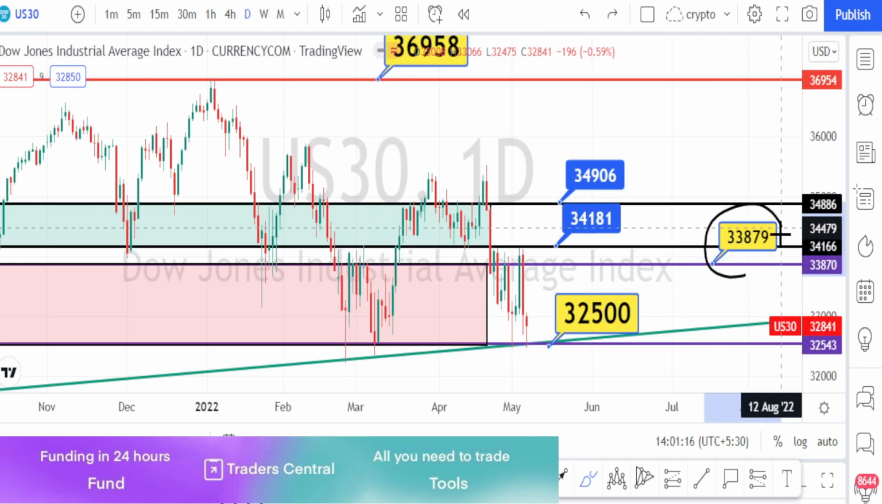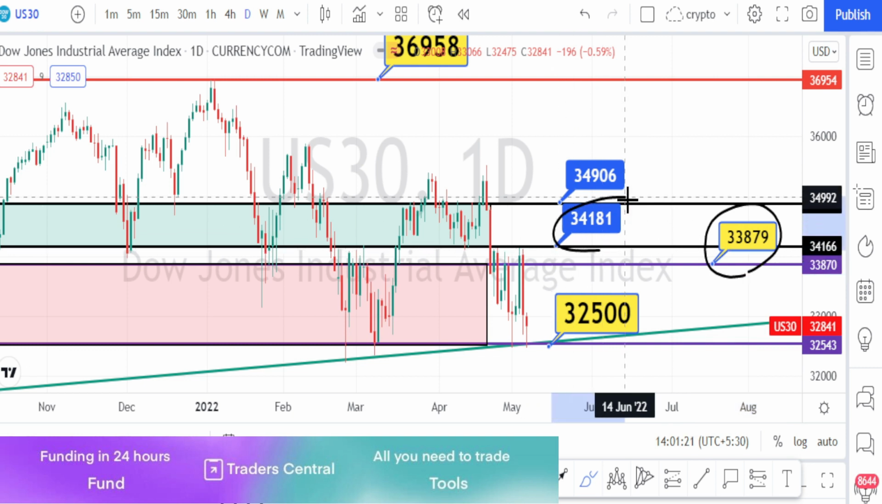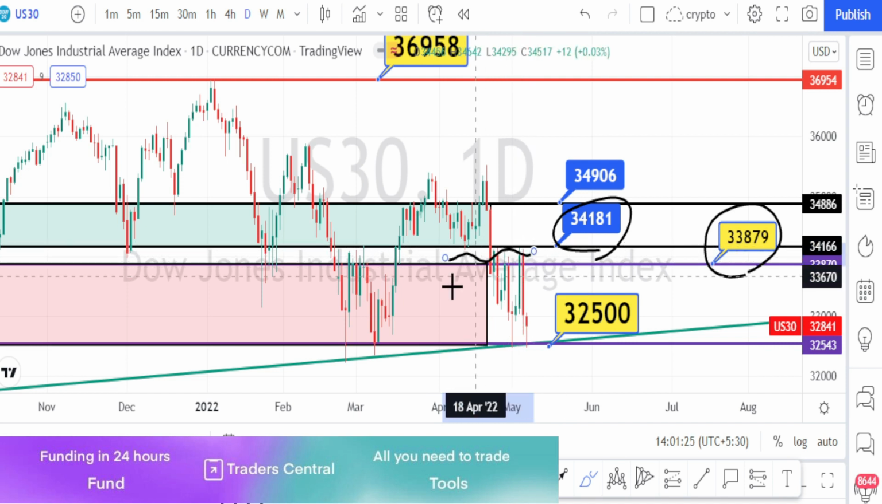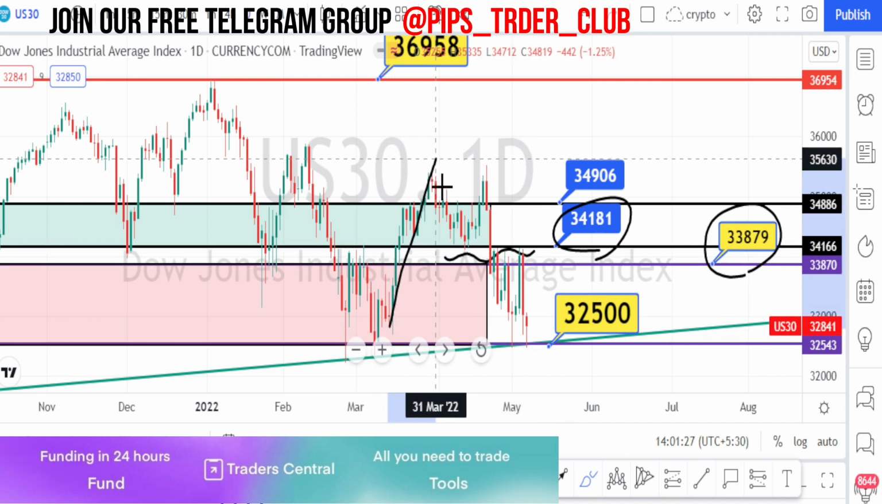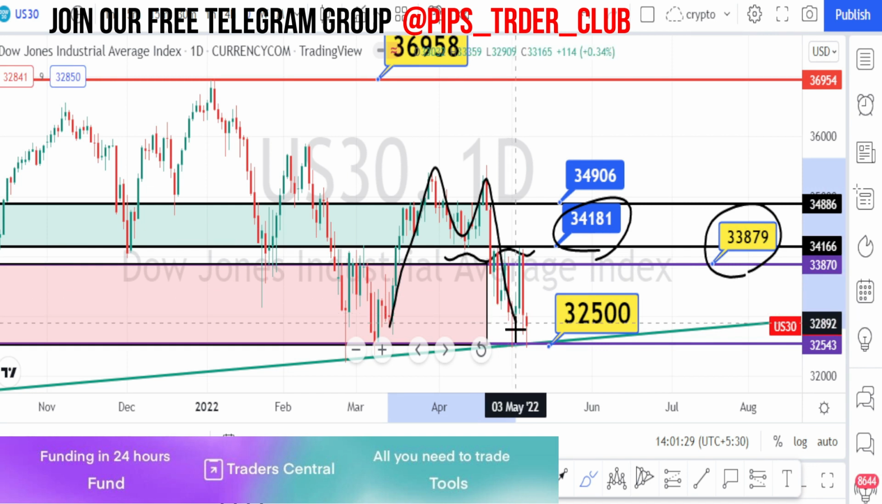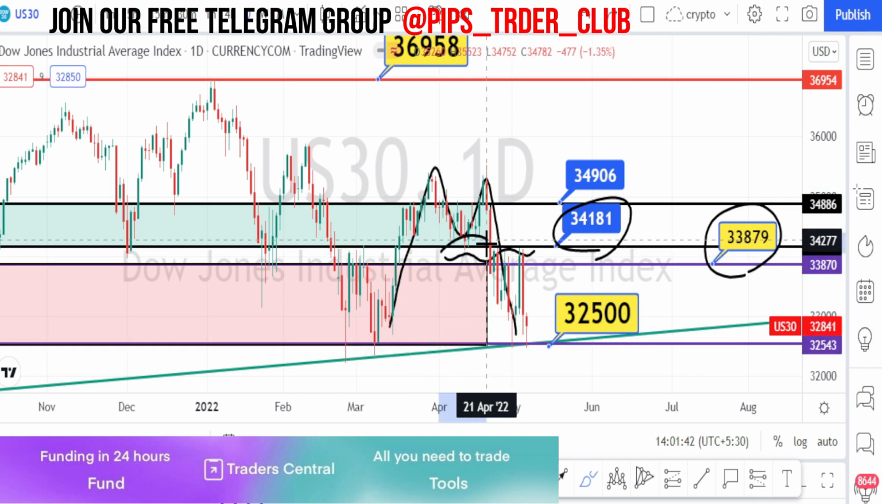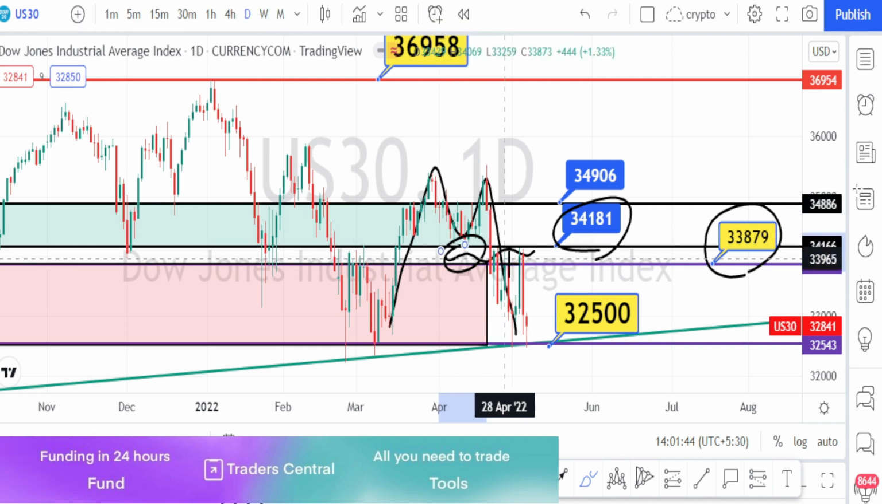Currently this area between 33,879 to 34,181 is acting as a very strong resistance level, and when we notice the price action, it has formed a double top pattern, then came a bearish trend reversal. So this level is the neck level of the double top pattern. It has to break the neck level in order to go for a bullish trend reversal.